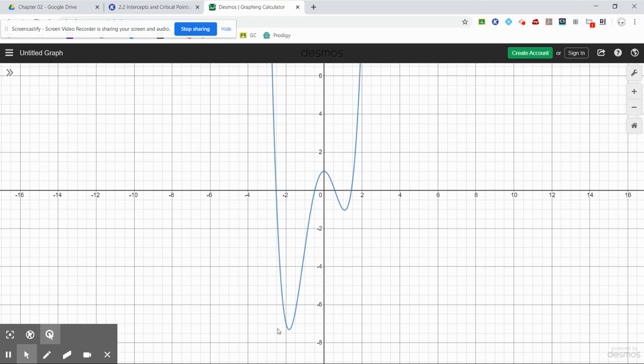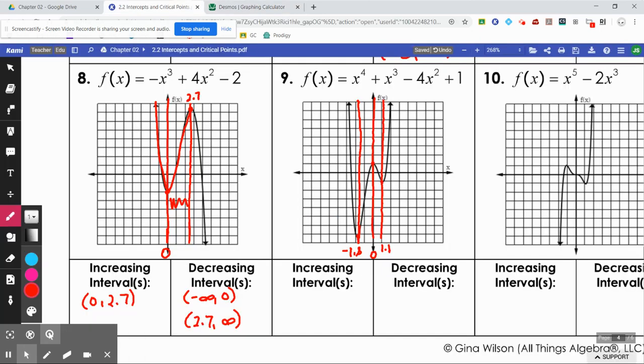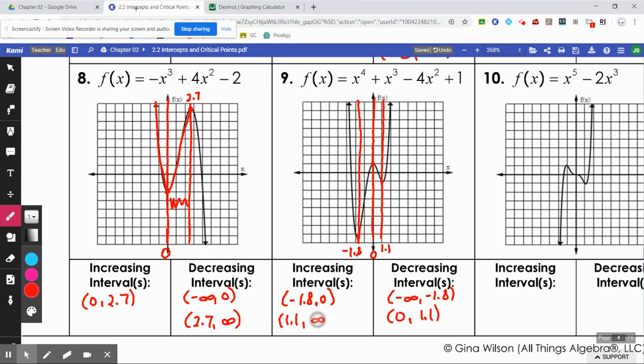So here's our local minimum, our local max, and our local min. Again, we're only talking about the x values where they're increasing and decreasing. So we have negative 1.8, 0, and 1.1. And there I've labeled them on our graph. So we're going downhill from negative infinity up to that negative 1.8, which is a local minimum. Then you start going uphill from negative 1.8 to 0. Then you start going downhill again from 0 to 1.1. Then finally you start going uphill again from 1.1 to forever.